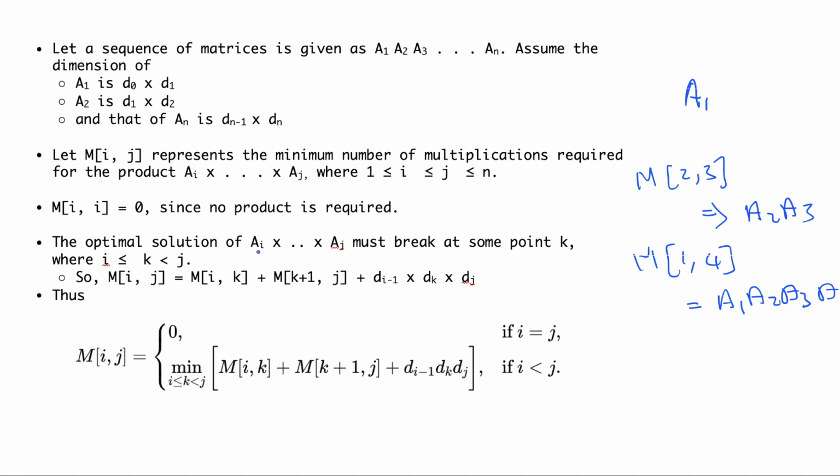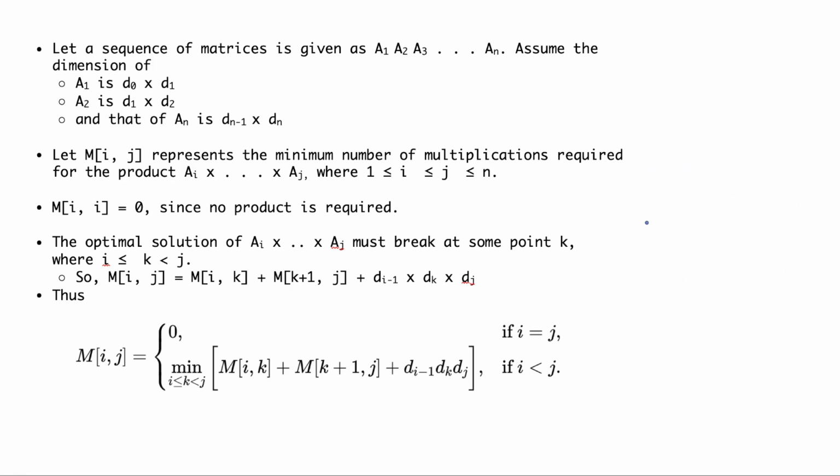Now the optimal solution of Ai through Aj must break at some point k where i is less than or equal to k, and k is less than j. This means that if you want to find the product of A1 into A2 into A3 into A4, then this sequence should break at some point k. That is, you can have A1 separately, then you can have a break, then you find the product A2, A3, A4 separately. Then in that case k will be 1, that is, you are breaking at this point.